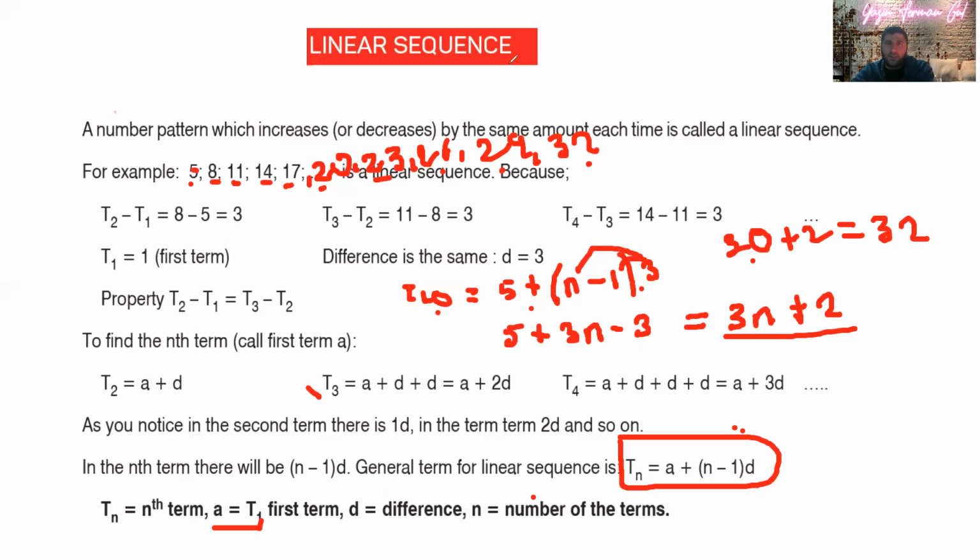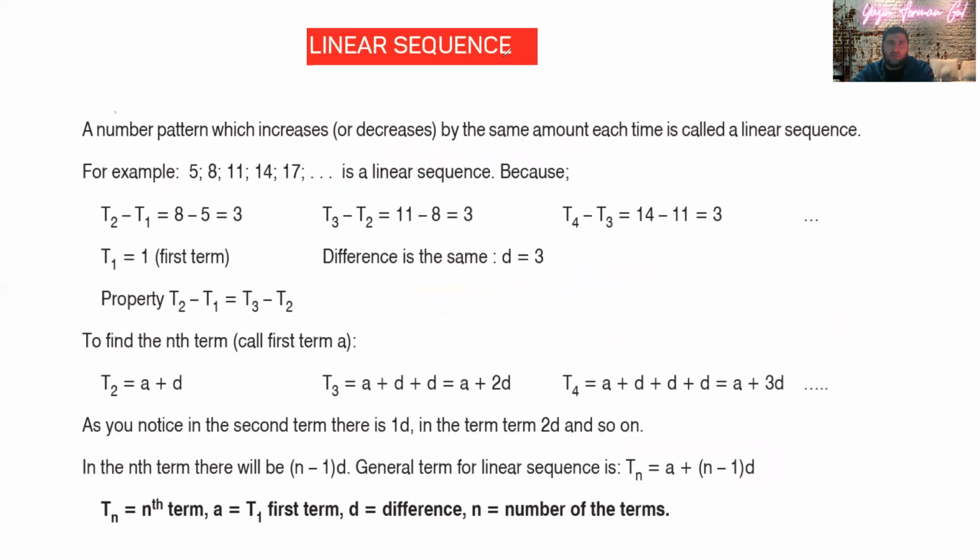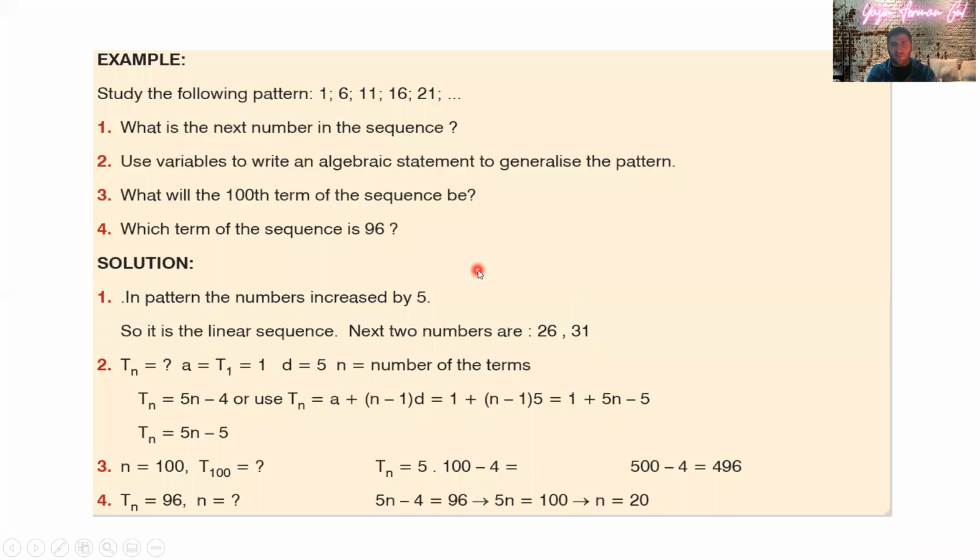All right, let's do the next one. Again, the same thing, a similar question here. If we look at this question, find 1, 6, 11, 16, 21. Every time this sequence is increasing by 5. What is the next number in the sequence? Since it's increasing by 5 every time, the next one will be 21 plus 5, which will be 26.